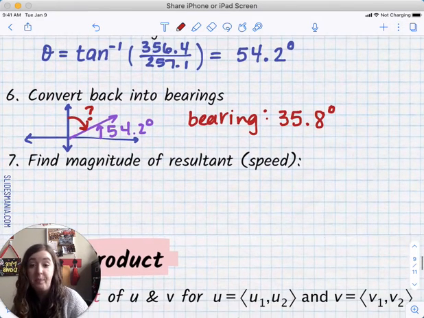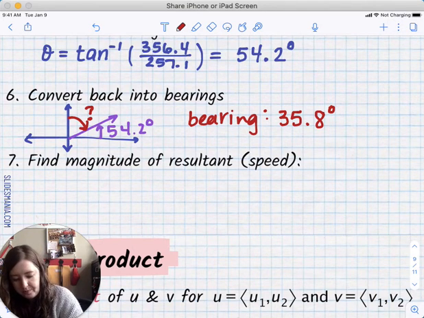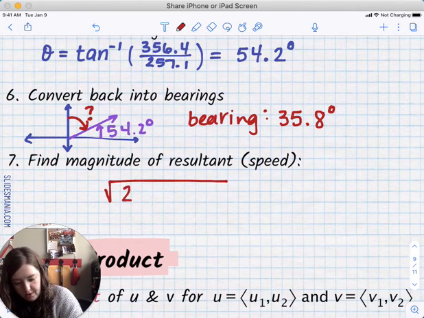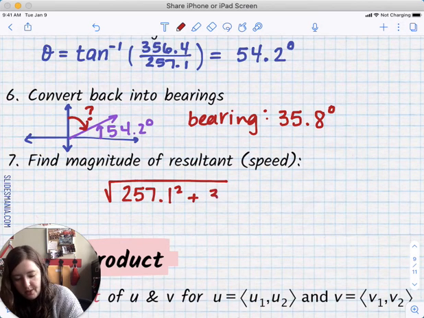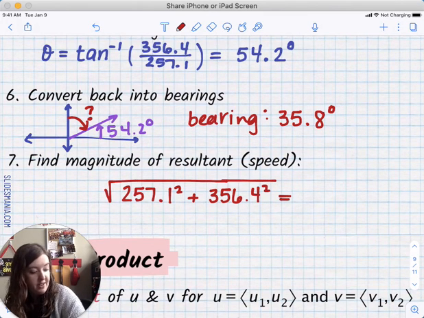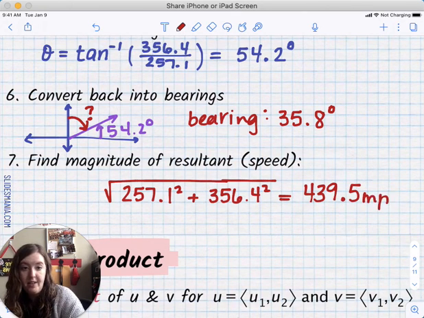And then to find the speed, we're just going to find the magnitude of the resultant. So we're going to take the square root of 257.1 squared plus 356.4 squared. And when we pop that into our calculator, we're going to get 439.5, and since that's speed, that's miles per hour.